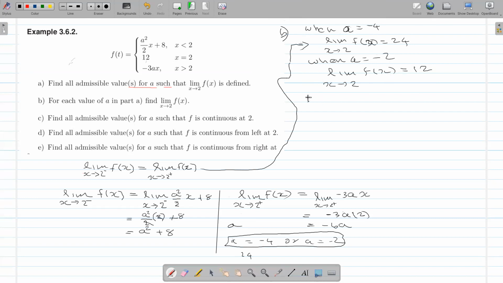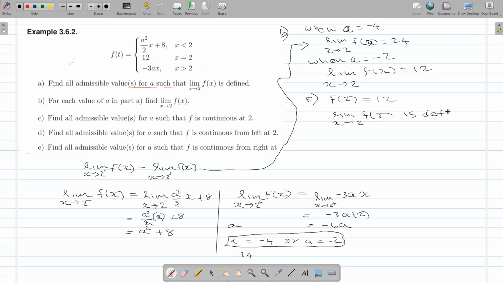So part B. Now part C. For part C, it's asked to find the value of a such that f(x) is continuous at 2. So if it is continuous at 2, there are 3 conditions. f(2) has to be defined. So f(2) is defined, what? f(2) equals 12, no? Then the second condition, I have to make sure the limit of f(x) as x goes to 2 is defined, no? That is the second condition.